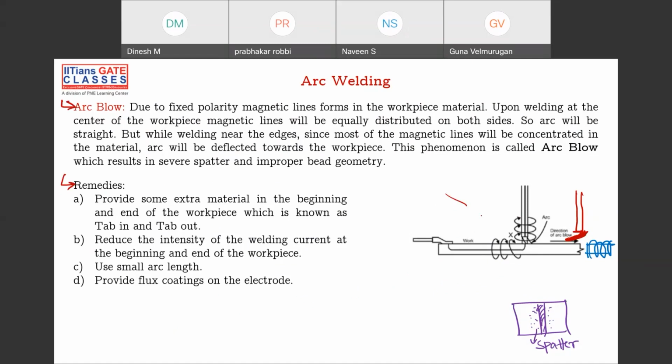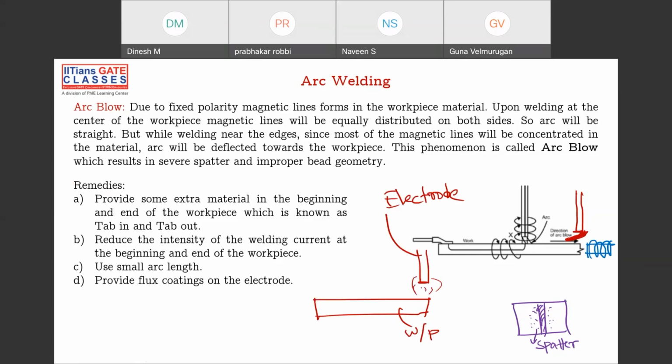If you see this diagram here, this is your electrode, and this is your workpiece, and you are moving from left to right, let's say. This is your electrode, and this is your workpiece, fine. Some arc is generated, and you are moving from left to right. Good, fine. Everything is clear. Now, as electricity is generated, some magnetic lines are generated, because you should know this, because of electricity, magnetic lines are generated like this, right?